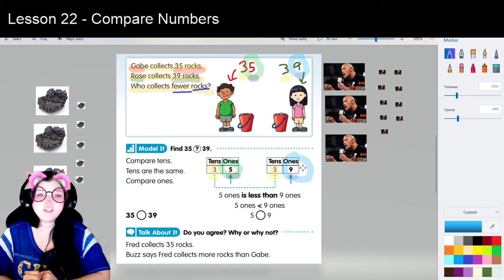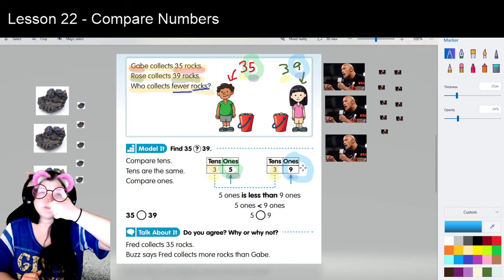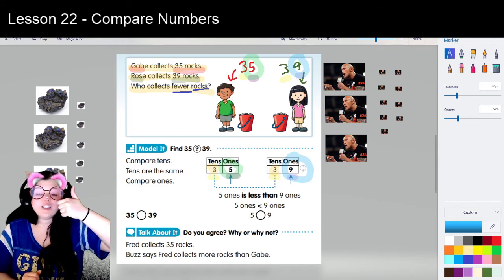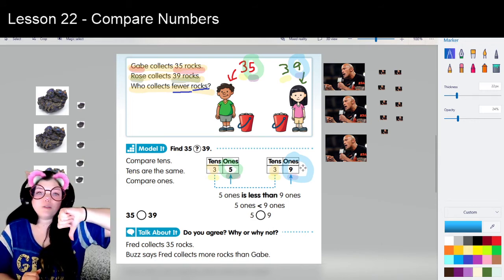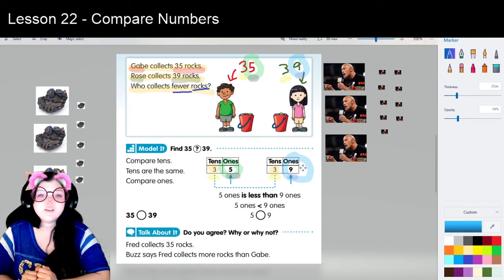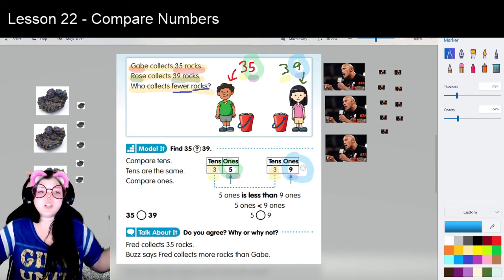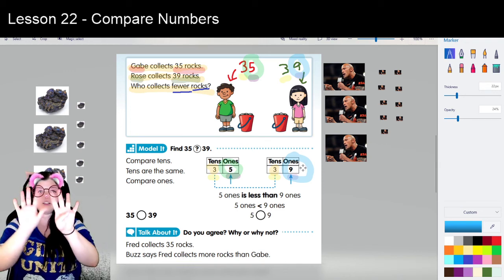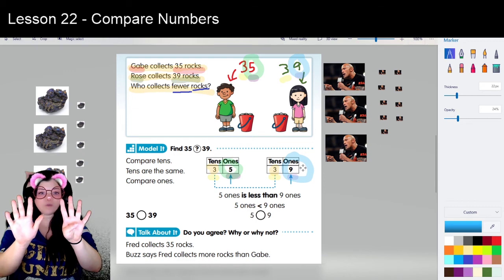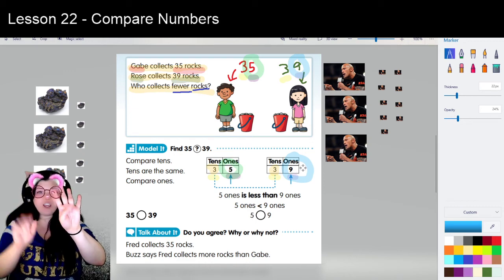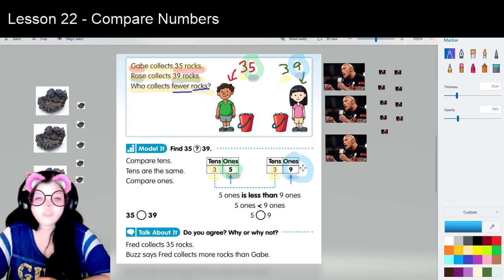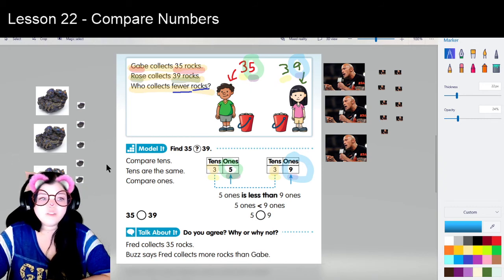If you think 5 is bigger than 9, thumbs up. If you think 9 is bigger than 5, thumbs down. If you said thumbs down, you're right. 9 is the bigger number. This is what 9 looks like. This is what 5 looks like. If I had 9, that's more than 5. And you can even look here. This one has 9, and this one has 5, and the one that has 9 has more.